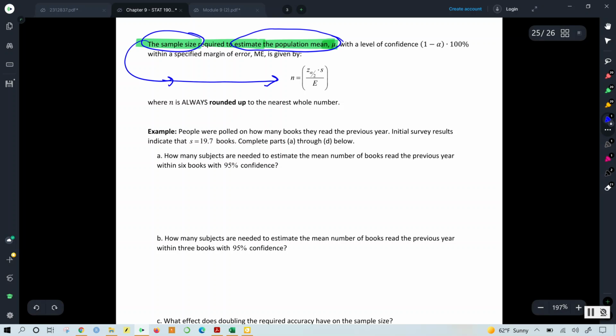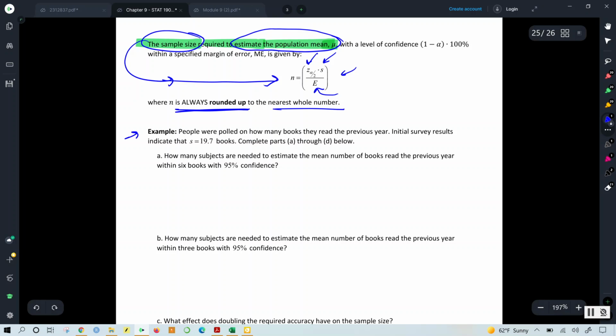The correct formula to use is n equals z of alpha over 2 multiplied by the sample standard deviation divided by the margin of error. Always note that after this calculation, if you get a decimal value, you must always round up to the nearest whole number, regardless of the size of the number after the decimal point.